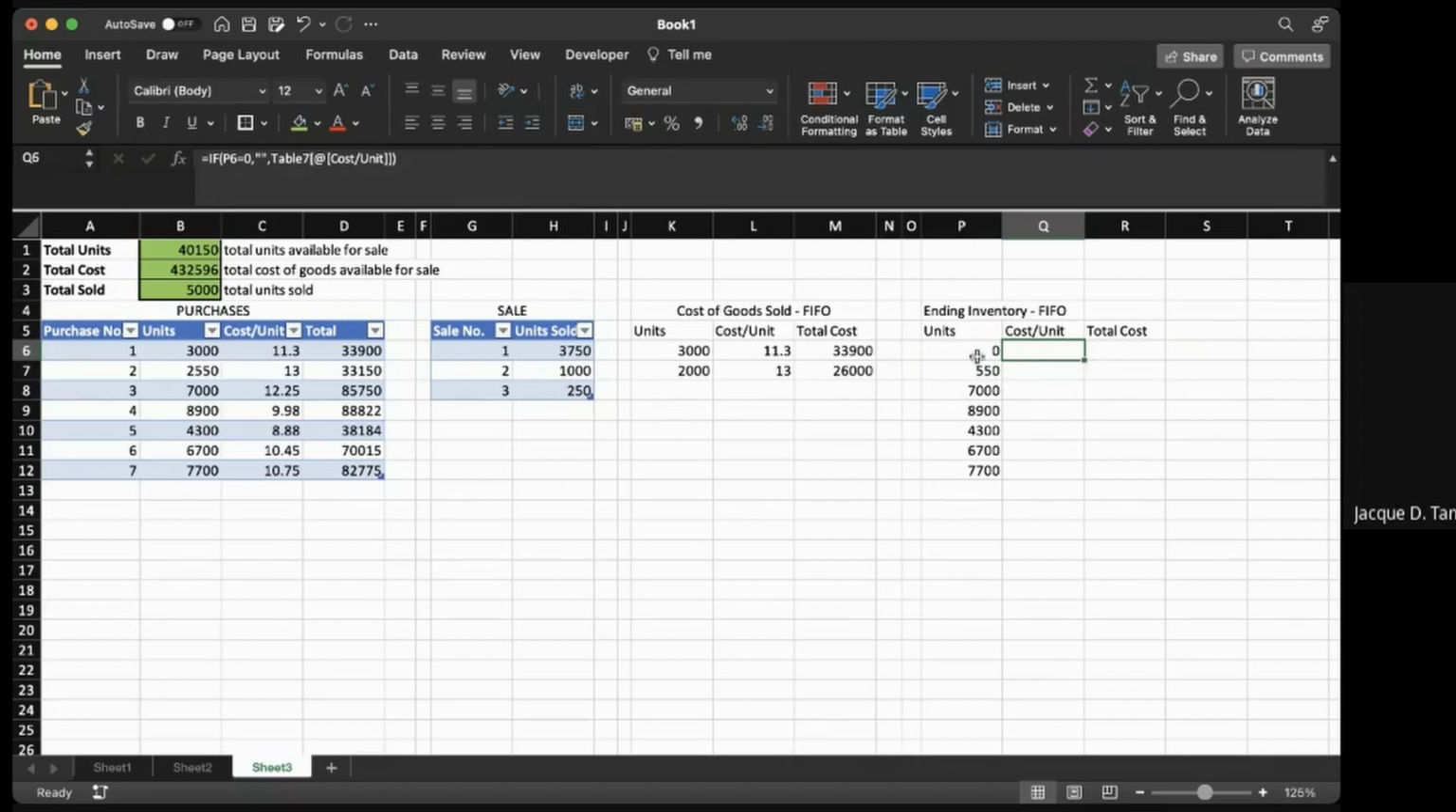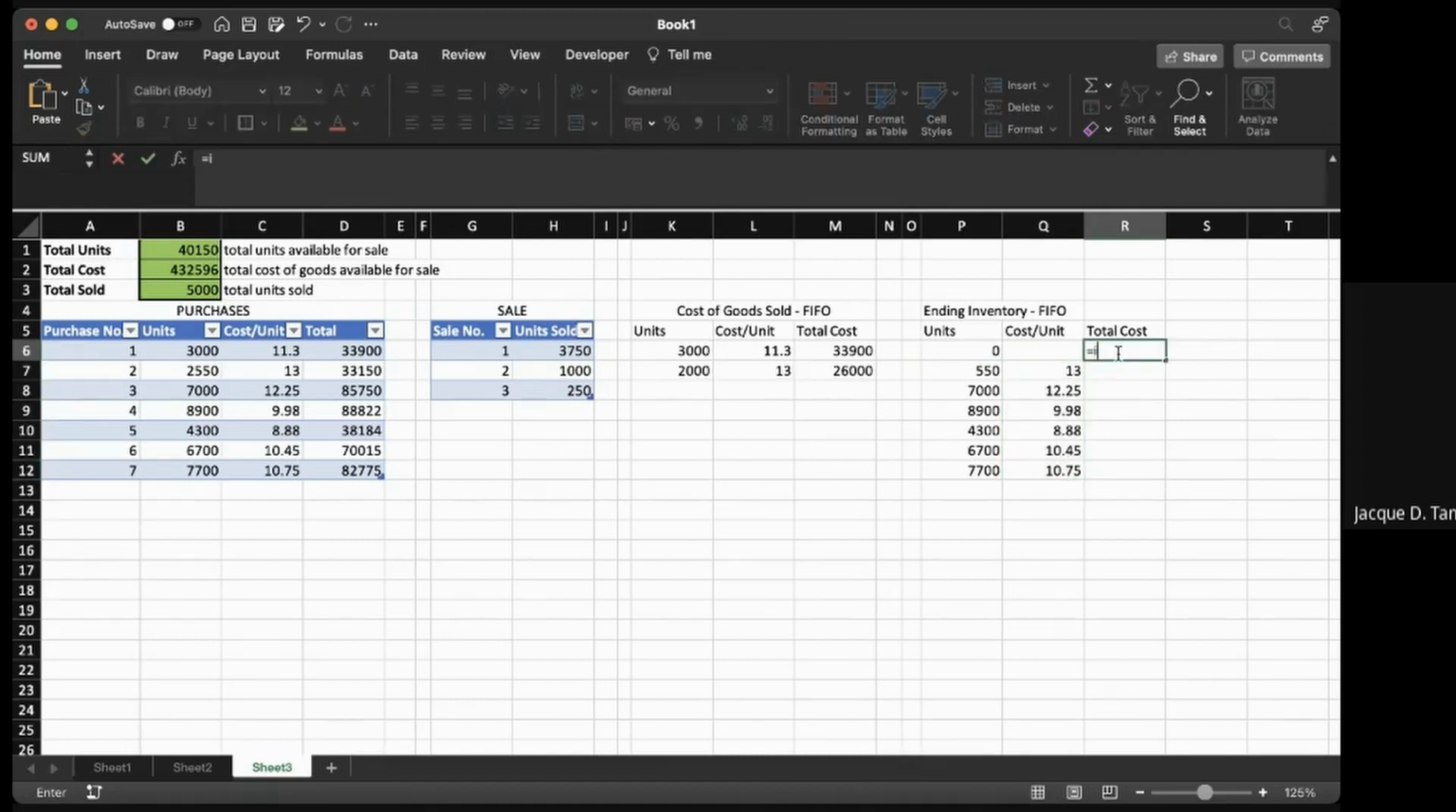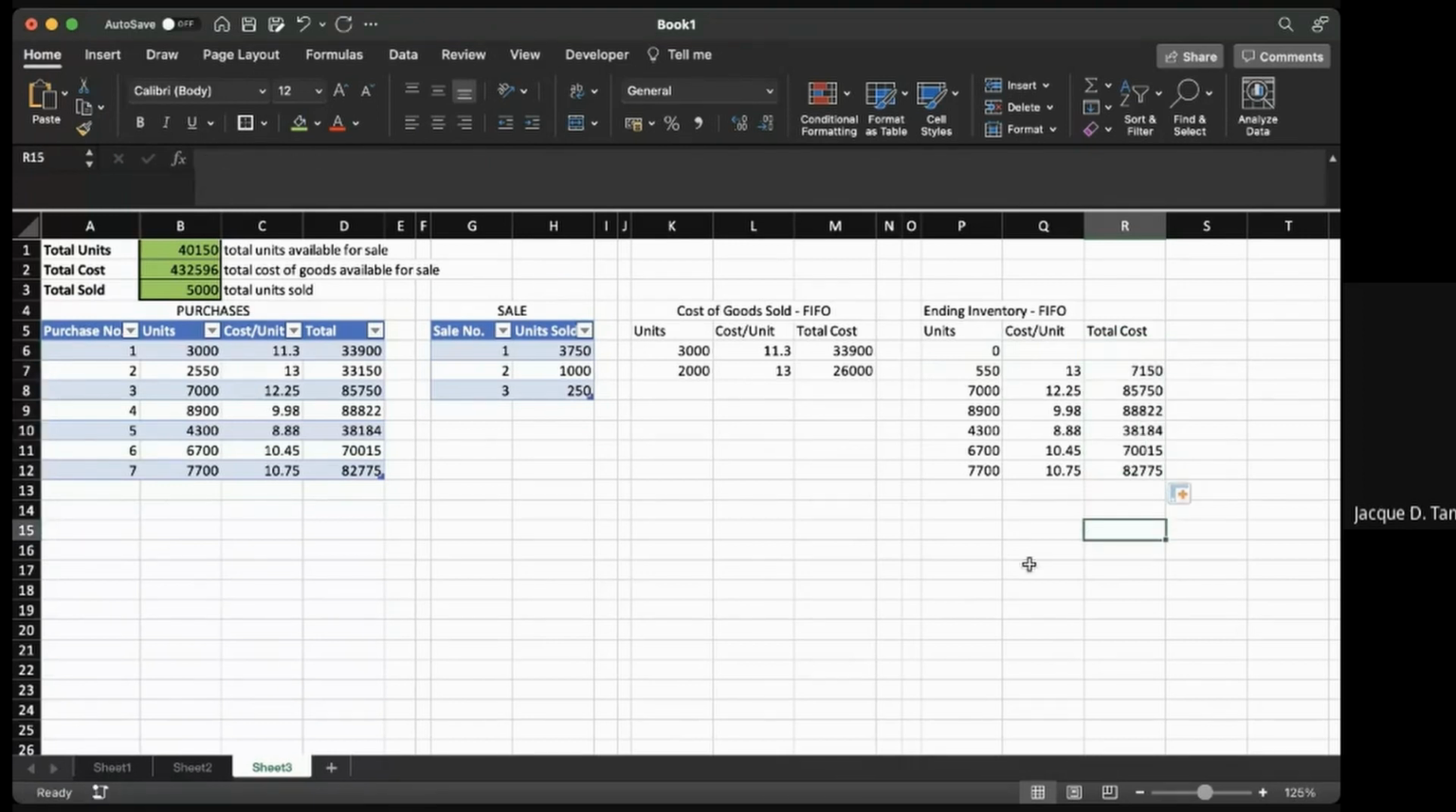So as you can see, since it is equal to 0, it displayed nothing. And the second one has something. That's why it displays the price. And we place that until the last one. Now for total cost, again, we use an if function here. If the units here is 0, it will display nothing. But if it has a value, we multiply the units to the cost. Okay, so we autofill until the end. As you can see, it is now autofilled.